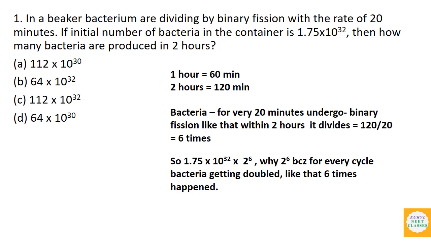The given initial number of bacteria is 1.75 into 10 to the power of 32. For that, you should multiply with 2 to the power of 6. So how much are you going to get? It's going to be 112 into 10 to the power of 32. Okay, so this is how you have to solve this problem, with a basic idea. Slowly go through this one.